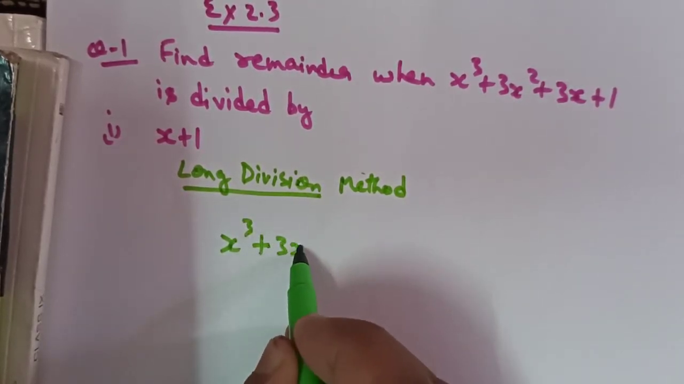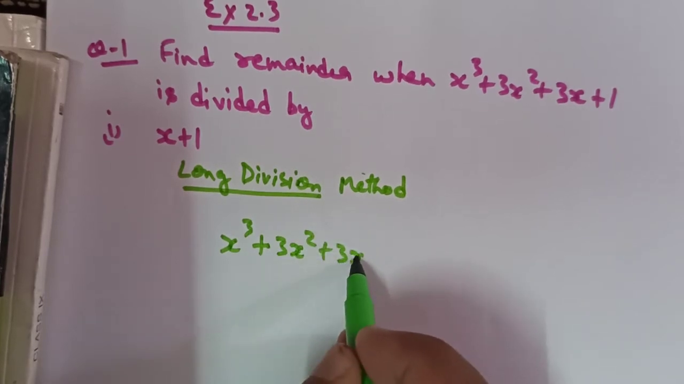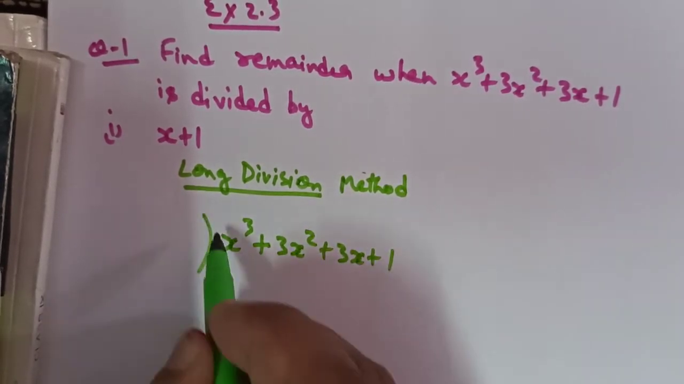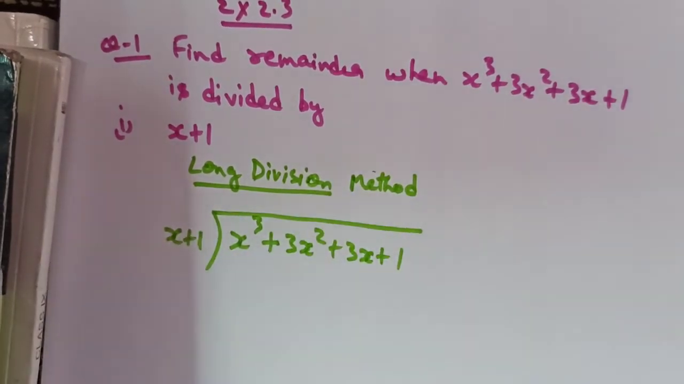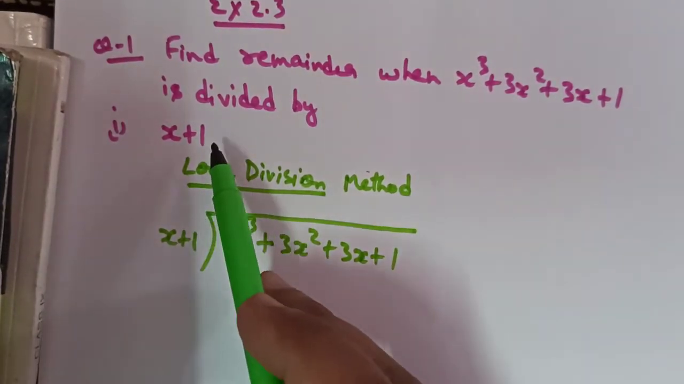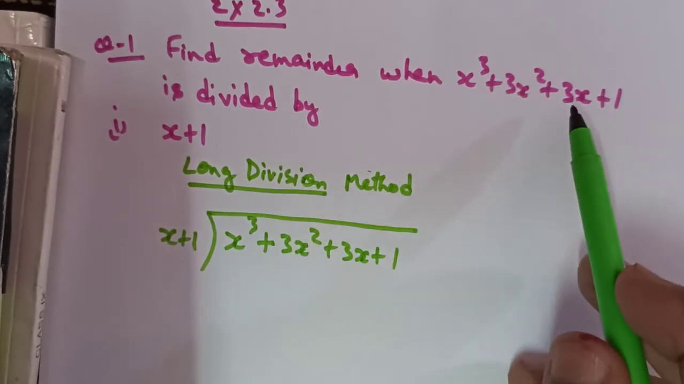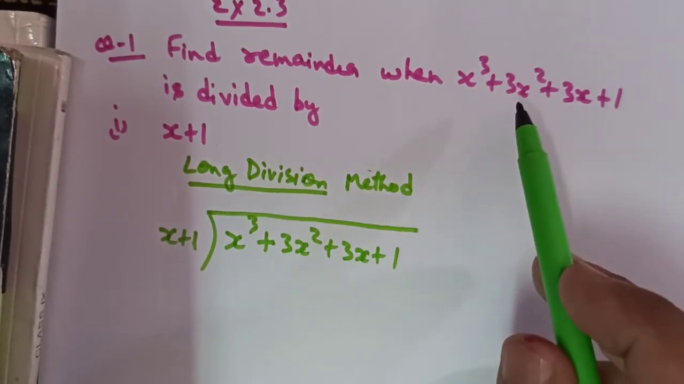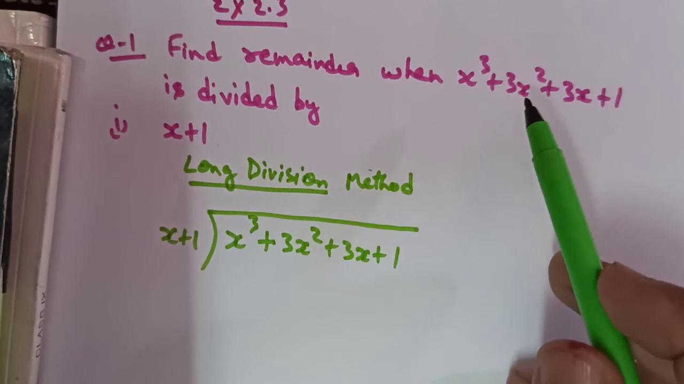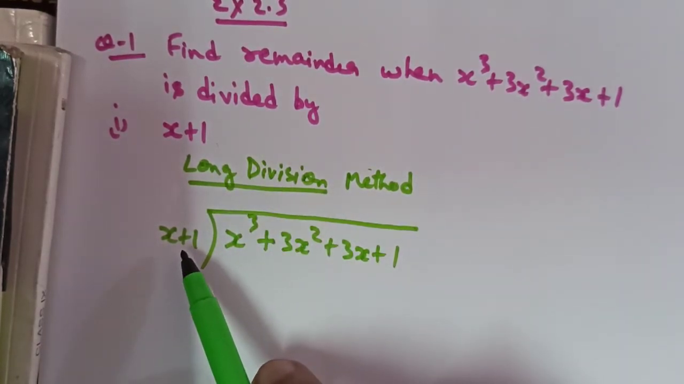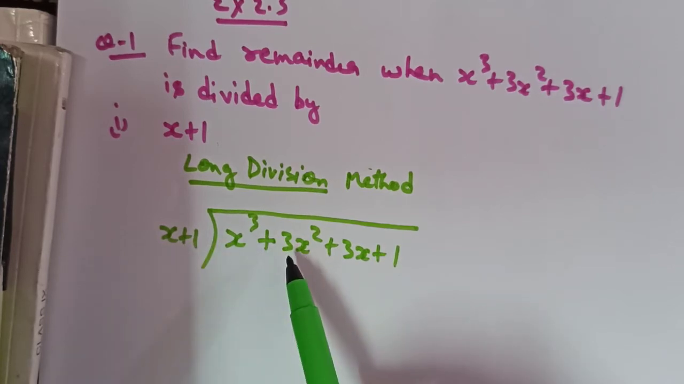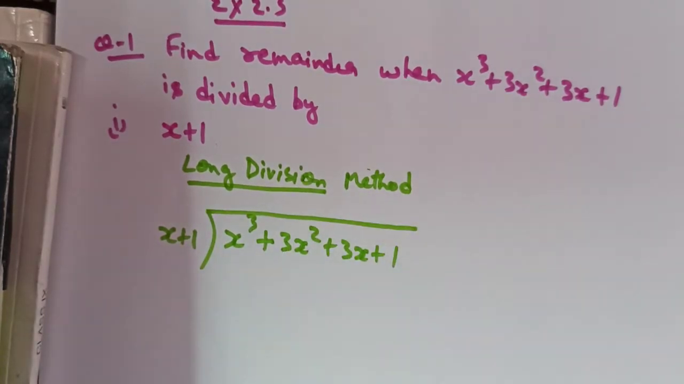In the long division method, simply we have to write the dividend and divide it by the divisor. Over here x plus 1 is the divisor, and x cube plus 3x square plus 3x plus 1 is the dividend. The dividend is the one which is to be divided and the divisor is the one by which you are dividing. So the divisor will be written here and the dividend here. This you have done, so very simple.